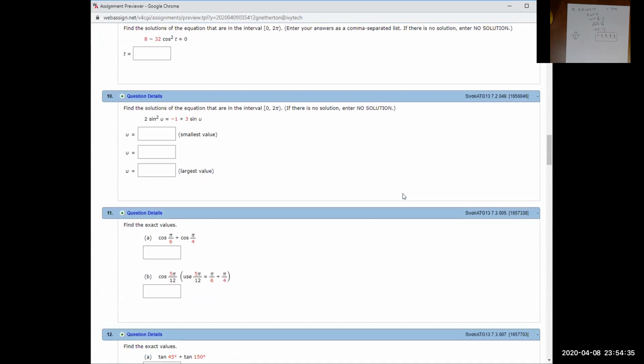So number 10, a little bit of an equation. Now we've got two sine squared u equals -1. Once again, the angle u should be between 0 and 2 pi.